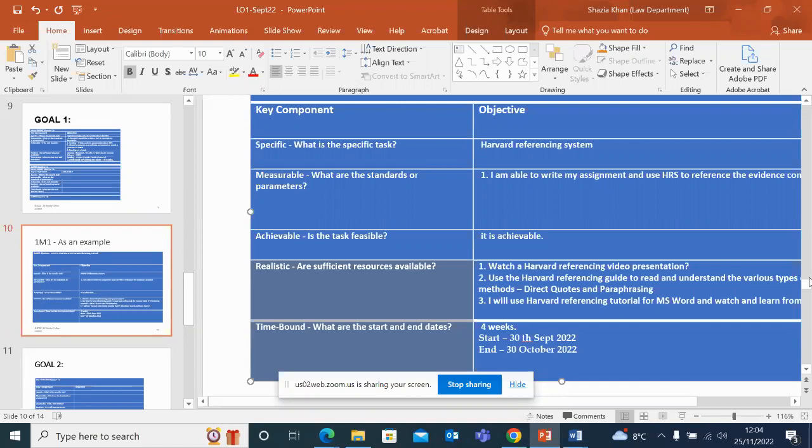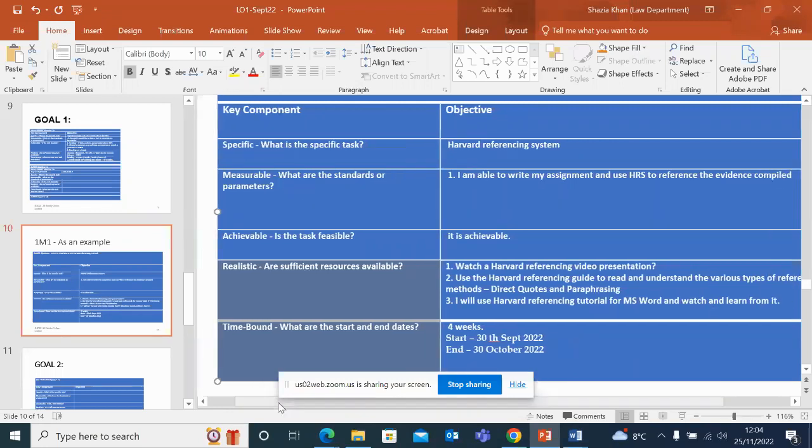Farida, why do you think it's so important to reference your work? Because it is illegal if you take something from some resources and you don't make a reference. That's plagiarizing, isn't it? If you don't reference your work.